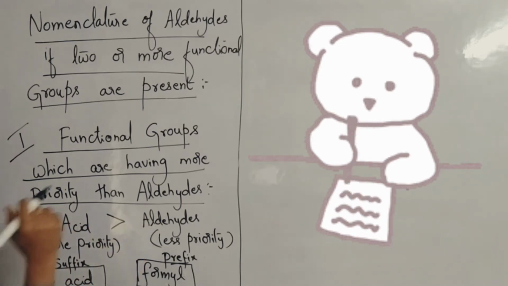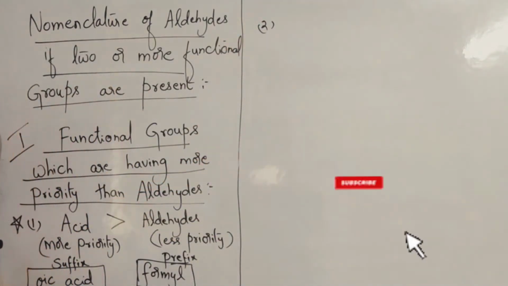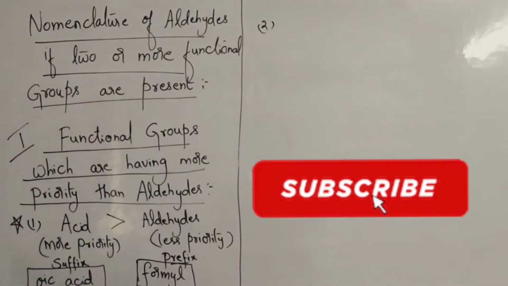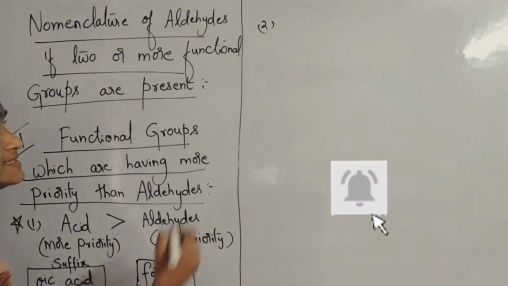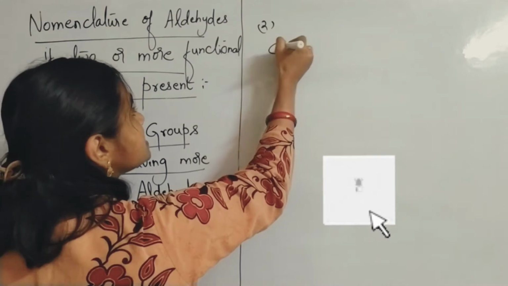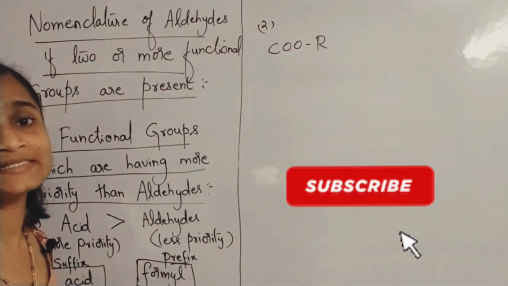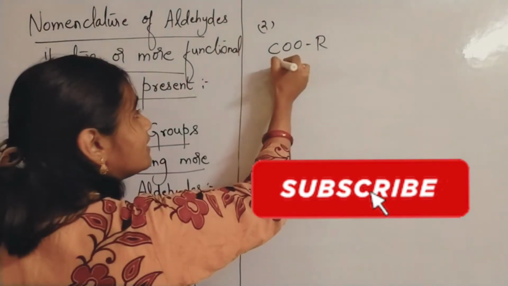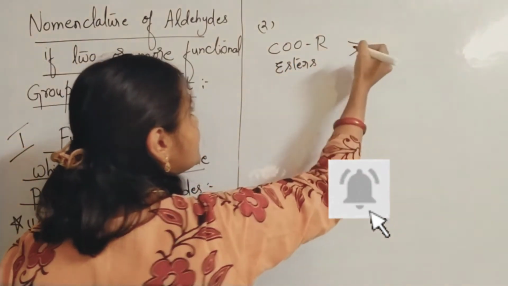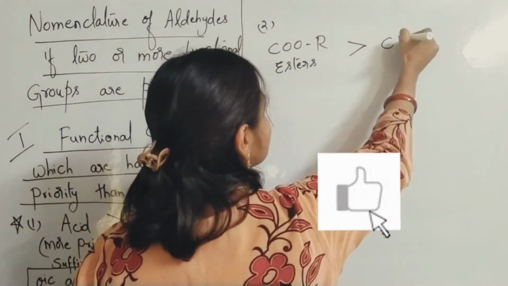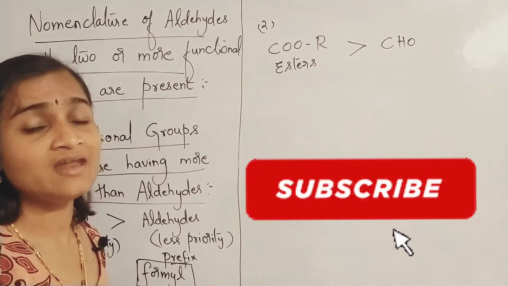This is first one. Coming to the second one. All acids are more priority functional groups than aldehydes. Next comes COOR. I hope you know what this is. Esters. Esters are also having more priority than aldehydes.